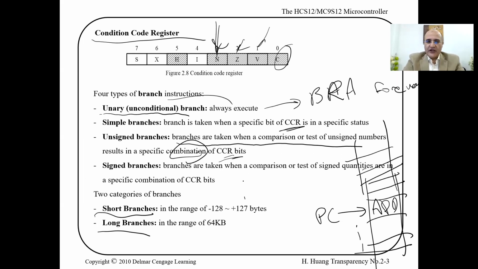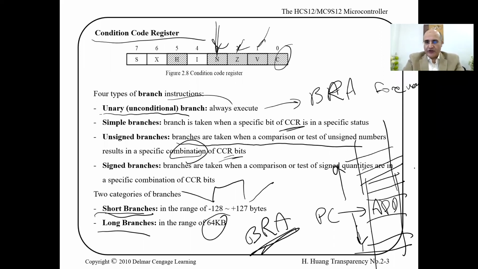Now, if you branch up to minus 128 locations before, and in positive, up to 127 after, this is called a short branch, and you use branch instructions for it. We call it a branch. If you want to branch anything further than 127 or 128 in the minus, within the 64K range of the page, we call them long branches, and we use jump instructions for those. Jump. Okay, we'll look at them.